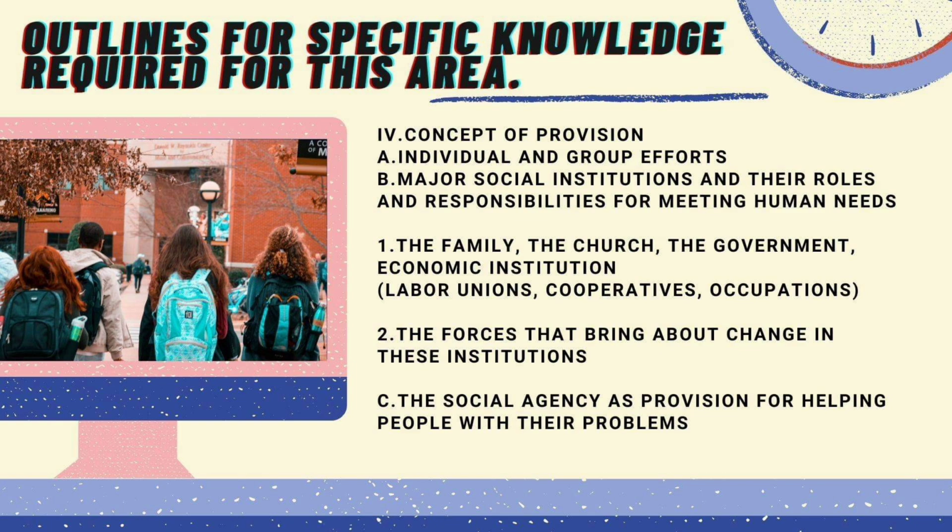We will tackle next the concept of provision. It is how society meets the needs of its members. Individual and group efforts, either individual or group, can provide help to needy persons who are unable to care for themselves or provide for their needs through performing social welfare and services. Major societal institutions have different roles and responsibilities in meeting human needs. These major societal institutions are family, church, government, economic institutions such as labor unions, cooperatives, and occupations, and the forces that create or bring change in these institutions.